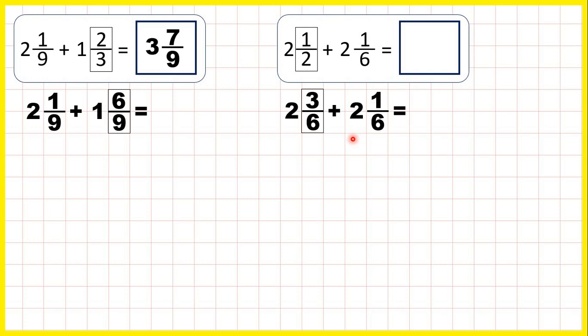So if we add the fractions first, 3/6 plus 1/6 is 4/6, because we keep the denominators the same in our answer, and now adding our whole numbers, 2 plus 2 is 4, so our answer is 4 and 4/6.